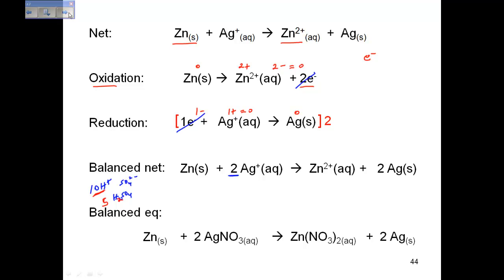As I said, you could easily balance this by inspection and put the 2 in front of the silver nitrate and the 2 in front of the silver. That wasn't the point of this exercise. The point is to use the redox balancing procedure to do it. Now we'll move on to more difficult questions where balancing using redox makes it easier.